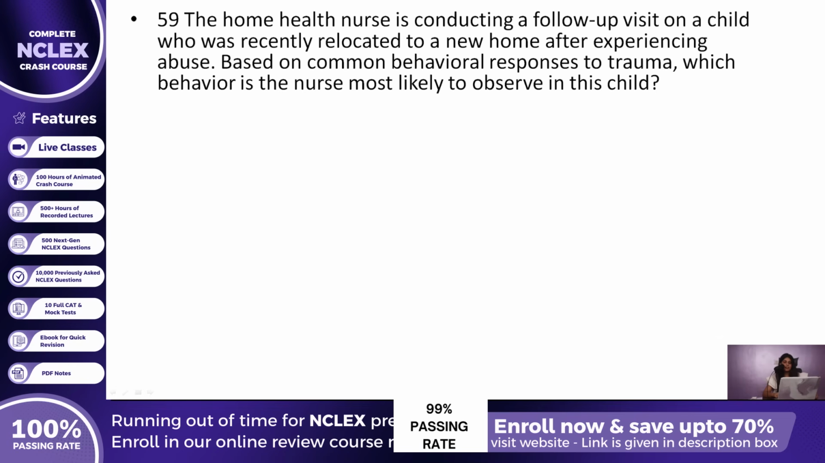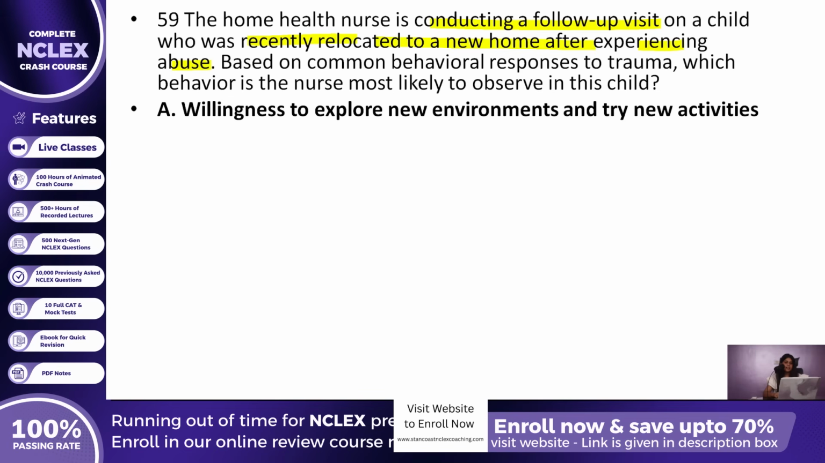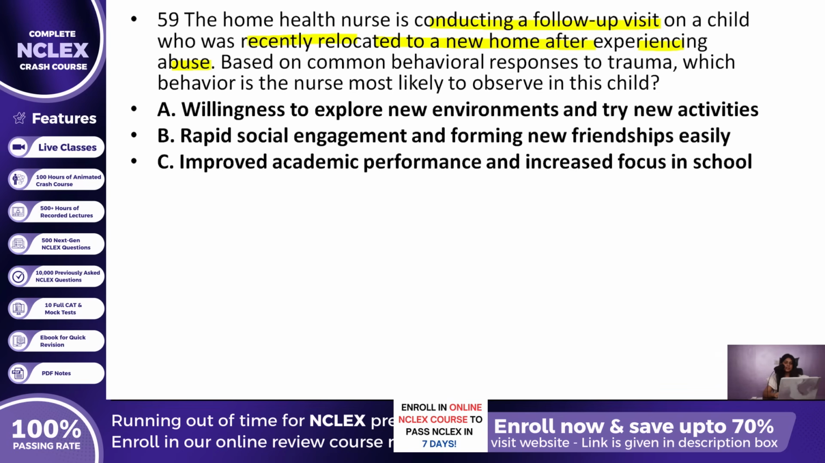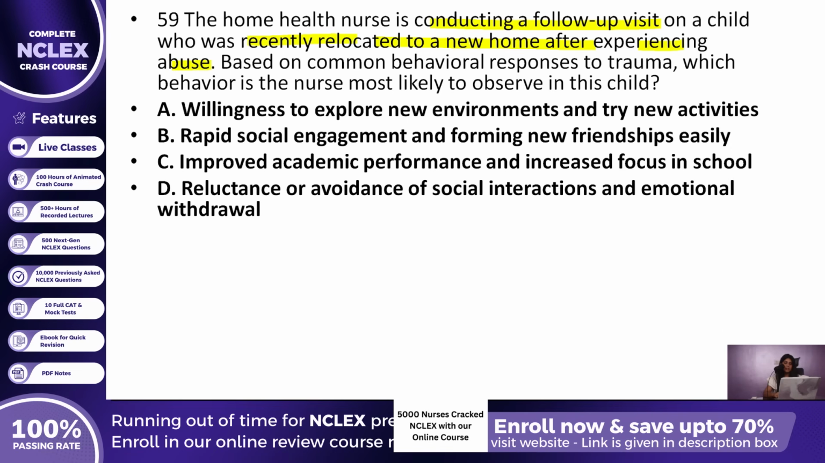A home health nurse is conducting a follow-up visit with a child who was recently relocated to a new home after experiencing abuse. The options are: Option A, willingness to explore new environments and try new activities. Option B, rapid social engagement and forming new friendships easily. Option C, improved academic performance and increased focus in school. And Option D, reluctance or avoidance of social interactions and emotional withdrawal.